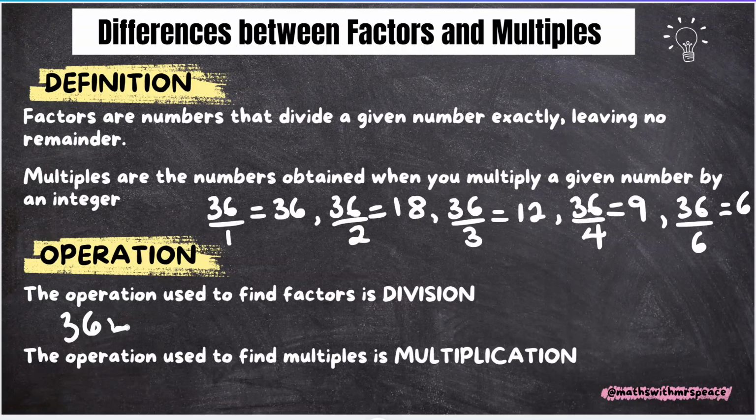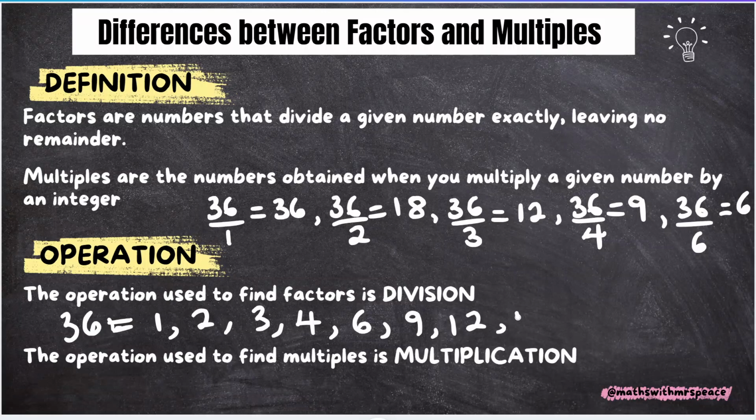So we'll have 1, 2, 3, 4, 6, 9, 12, 18, and 36 as the factors of 36. And on the other hand, say we wanted to find the multiples of 7, for instance. To get the multiples of 7, we have to multiply 7 by integers.